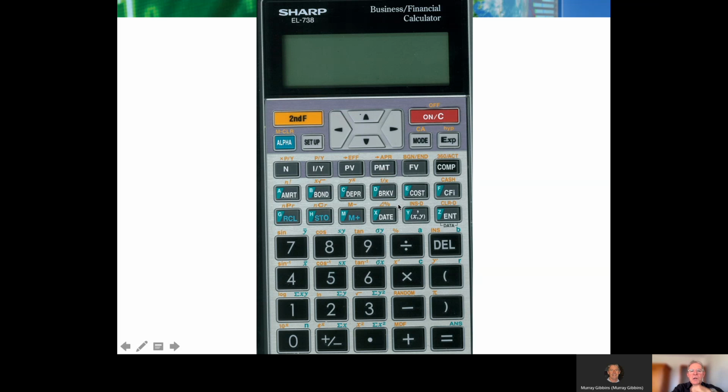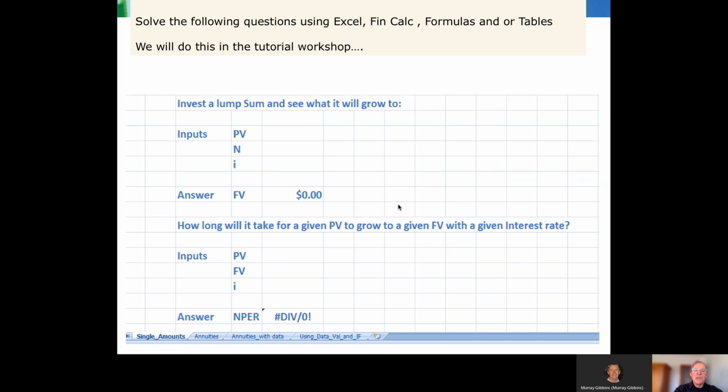So let's move in. Let's do some questions. We'll play around. There is Excel. We will use that in the workshop when we get together in the tutorial.